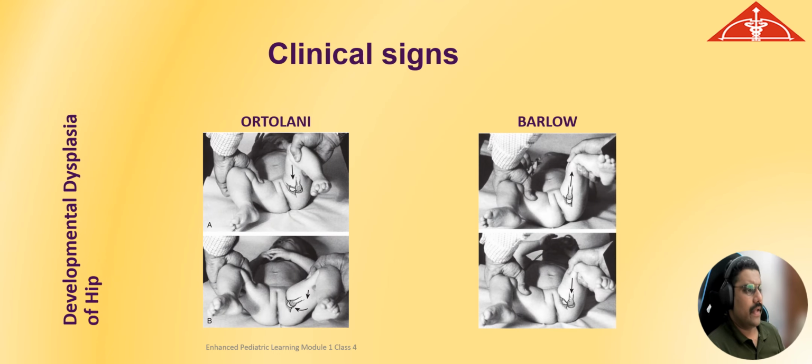Clinical signs in DDH are the Ortolani and Barlow tests. In Ortolani, you reduce a dislocated hip, and in Barlow, you try to displace the hip from the acetabulum with an audible clunk sound.